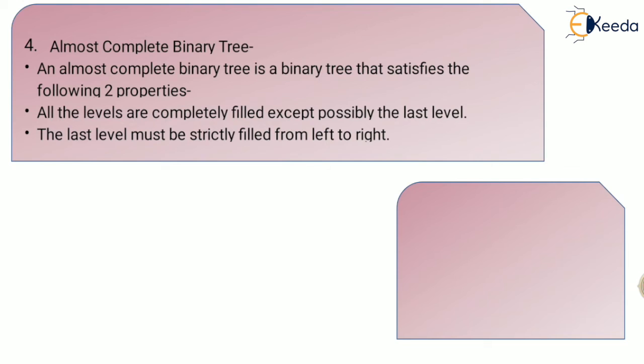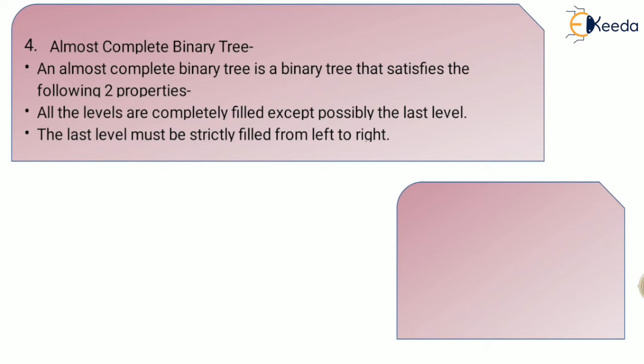Now, an almost complete binary tree is a binary tree that satisfies the following two properties. To understand every type of binary tree, we first have to understand the properties that they have. All the levels are completely filled except possibly the last level. The last level must be strictly filled from left to right.